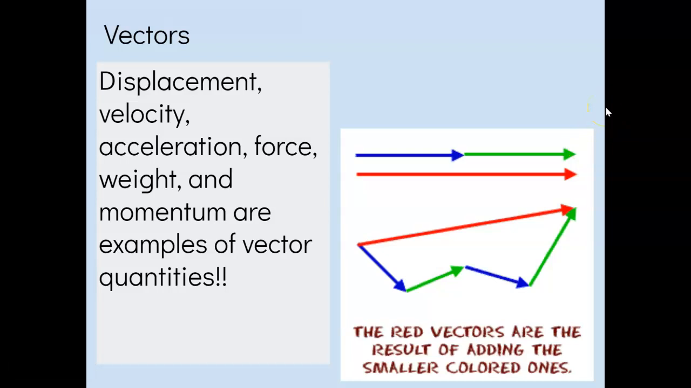So a vector, just to reiterate, is a value that has both a unit of measurement and a direction associated with it. Okay, so some examples of vectors are displacement, which we just talked about, velocity, acceleration, force, weight, and momentum. And those are things that we're going to be talking about in this motion unit coming up. But for today, we just need to remember displacement is a vector quantity, distance is a scalar quantity.